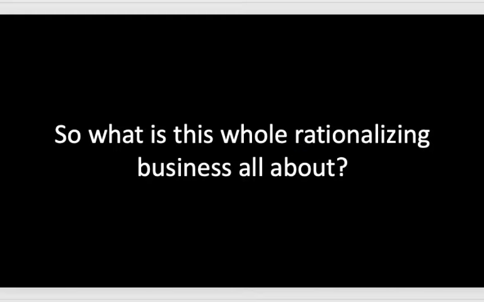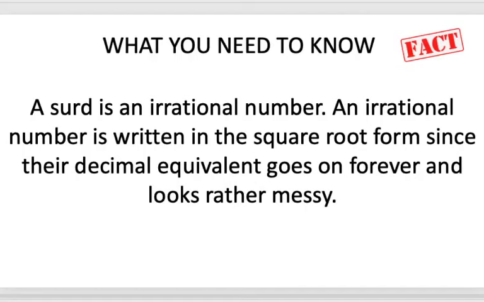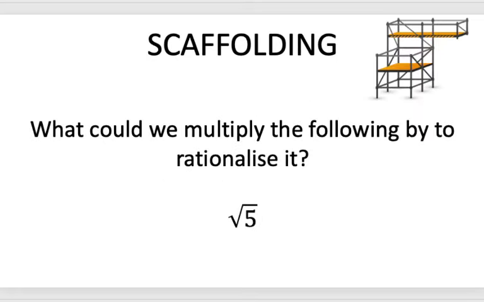So what is the whole rationalising business all about? Well, we've got to remember that a surd is an example of an irrational number. And an irrational number is one that is written in a square root form, where its decimal equivalent will basically go on forever, and we don't want to write this in as part of any kind of calculation because it would look rather messy. And to be honest, whenever we leave something in surd form, it is always going to be the most accurate form that you could possibly give an answer in. So what we mean by rationalising a number is to basically get rid of the square root.